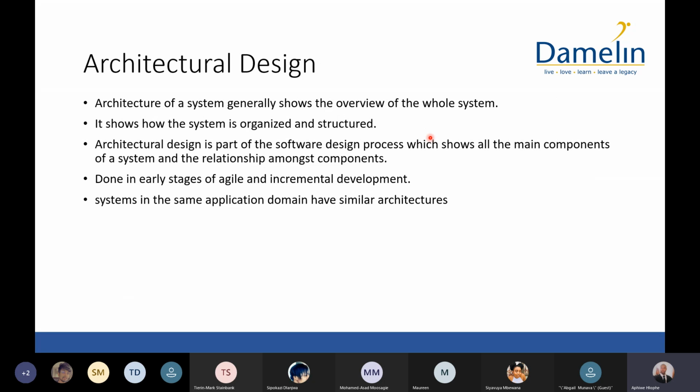When you talk about architectural design in terms of software, the architecture of a system generally shows the overview of the system, meaning the system along with all its related components. The overview also shows the environment in which the system is operating, and how the system is organized and structured. Architectural design is part of the software design process, which shows all the main components of a system and the relationship amongst the components, done in early stages of agile and incremental development.